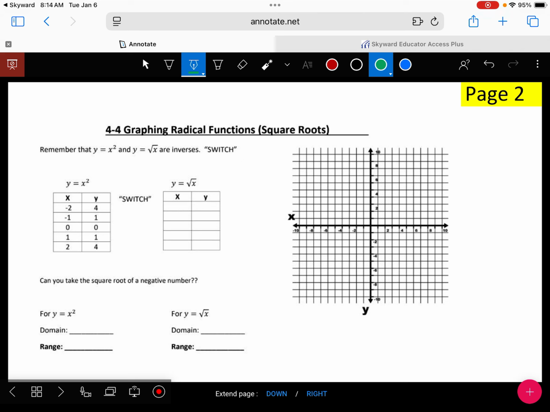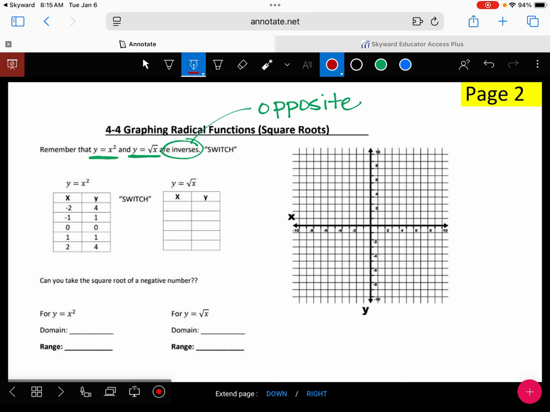So know that y equals x squared and y equals the square root of x are inverses, which means that they're opposites. Remember from first semester when we had to find the inverse, we flipped x and y. So let's go ahead. I want you to graph these points, y equals x squared. I'm going to use two different colors.